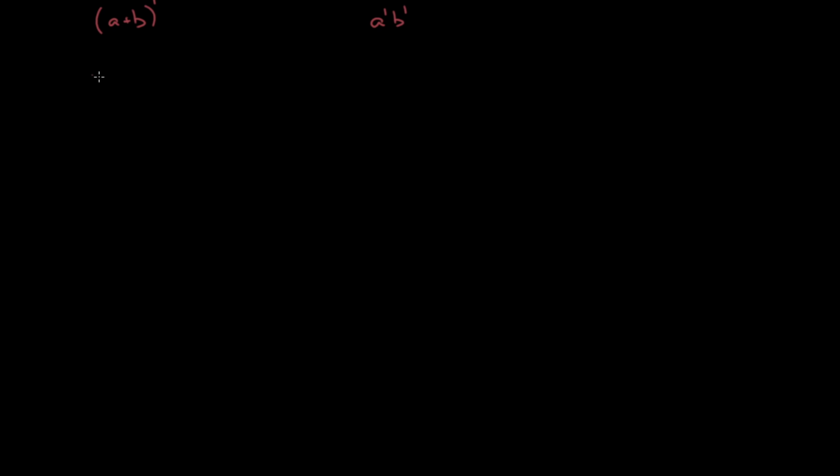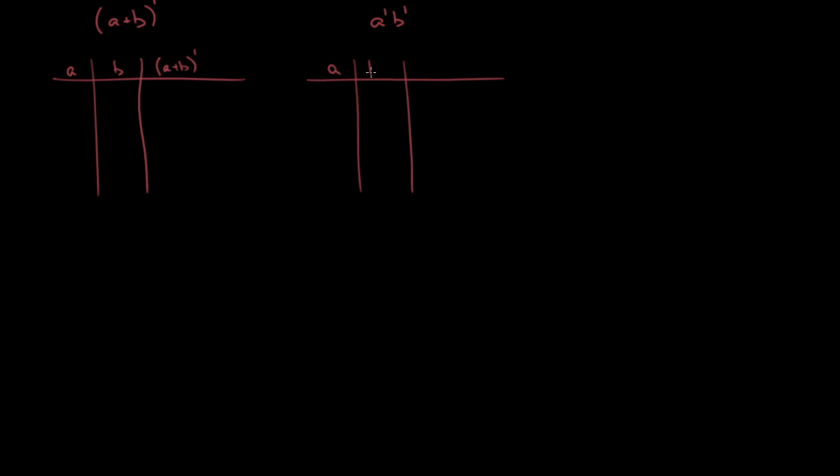So I'm going to make my truth tables just like I did before. This may be too big, but that's okay. A or b and not that. And then I'm going to do the same thing over here. Make my truth table, a and b. And then this is going to be not a and not b. All right, so 1 1 1 0 0 1 0 0 1 1 1 0 0 1 0 0.